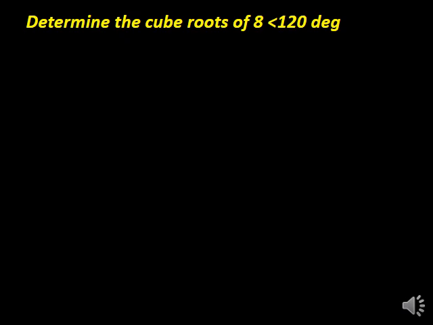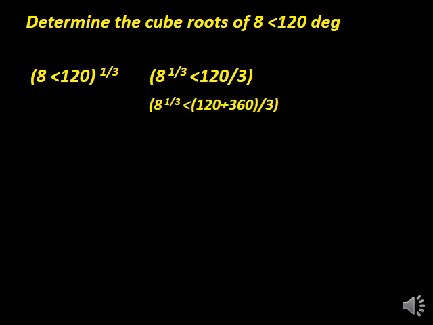Determine the cube roots of 8 angle 120 degrees. So in polar form, we have 8 angle 120 raised to 1/3. Now 8 raised to 1/3, and the angle is 120 divided by 3. This is the first root of our cube roots. Our cube roots has three values. The first root is called the principal root of our cube root. For the second root, we simply add 120 degrees to our angle and evaluate the new angle. This will be the second root of our cube root. And finally, this is the third and final cube root of our expression. We have 120 plus 360 plus another 360.